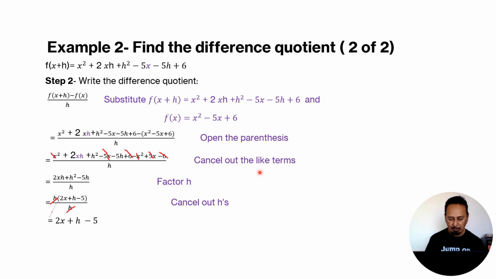Now we cancel out the like terms. x squared cancels with this x squared, and 5x cancels with this positive 5x, and plus 6 cancels with negative 6, and we're left with 2xh plus h squared minus 5h and divide by h. Now we can factor out h, so you have h times 2x plus h minus 5. Let's cancel out h, and the answer is 2x plus h minus 5.